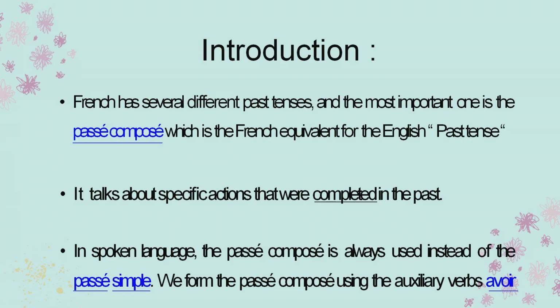That is passé composé. How do we explain passé composé in English? We can say it is the action which gets completed or terminated in the past. It can be about a few minutes or a few hours. So in the past, the action which gets terminated or completed. It talks about specific actions that were completed in the past.